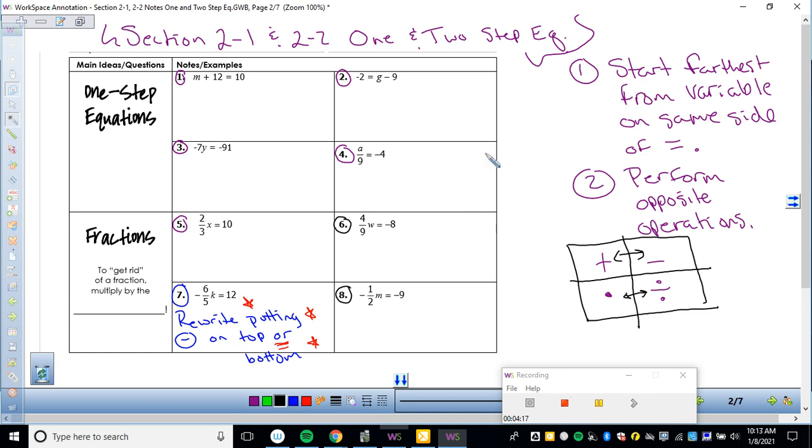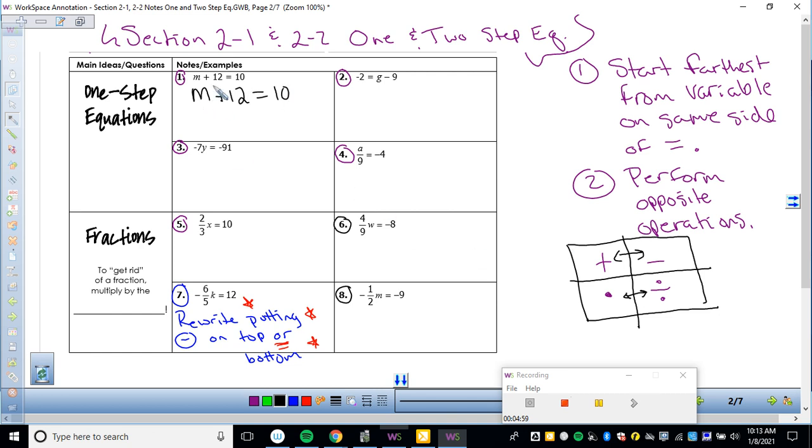All right. So we're going to do quite a few on this page. We're going to start with number 1. So please write down m plus 12 equals 10. If I can get my pen to work. And this is just like the apple problem.